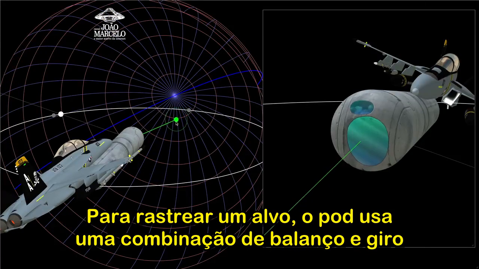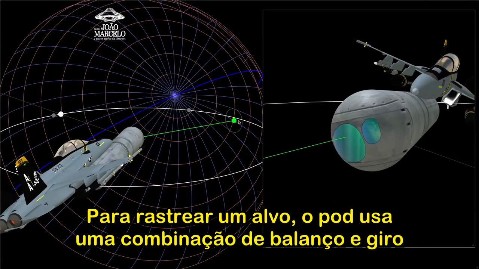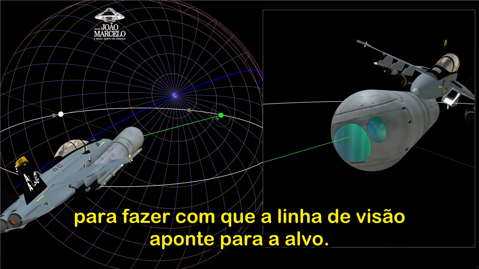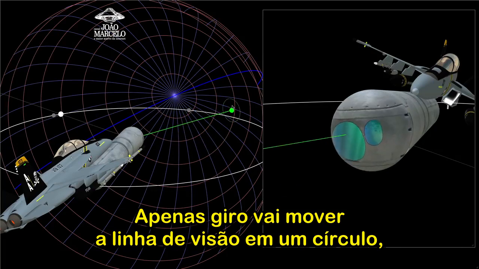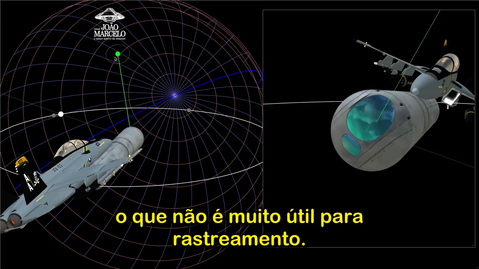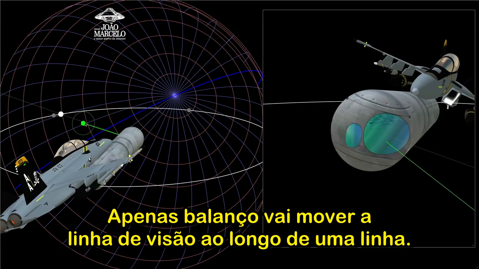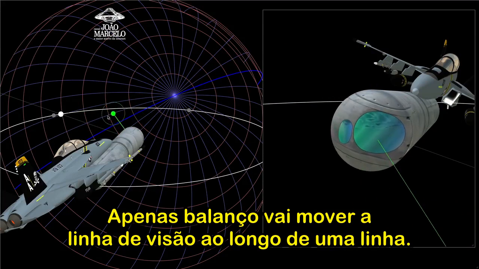To track a target, the pod uses a combination of pitch and roll to make the line of sight point at the target. Roll by itself will just move the line of sight in a circle, which is not that useful for tracking. Pitch by itself will move the line of sight along a line.